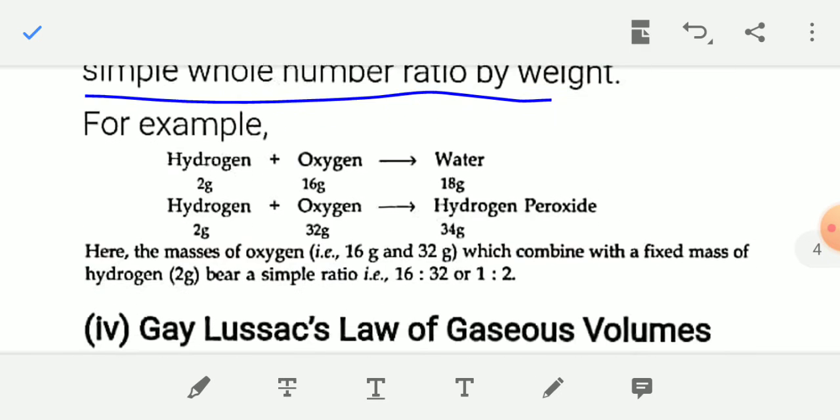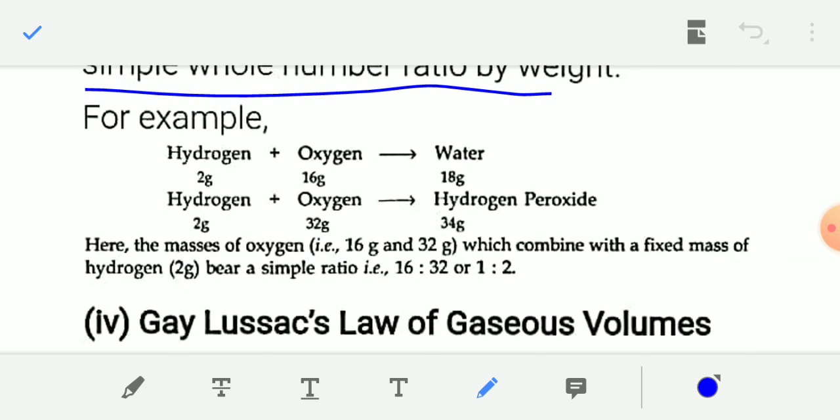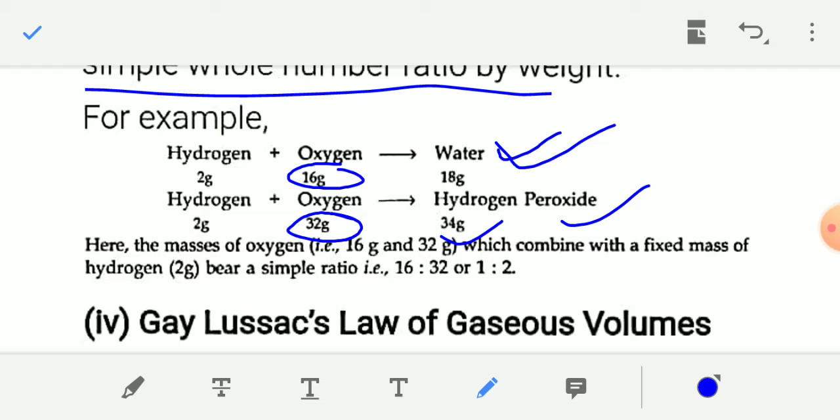For example, when hydrogen and oxygen combine, they will form water or hydrogen peroxide. When 2 gram of hydrogen combines with 16 gram oxygen, you will get 18 gram water. Similarly, if 2 gram hydrogen combines with 32 gram oxygen, you will get 34 gram hydrogen peroxide. Okay, the initial reactants are the same, but the products are different. In one case it is water, and in the other case it is hydrogen peroxide.